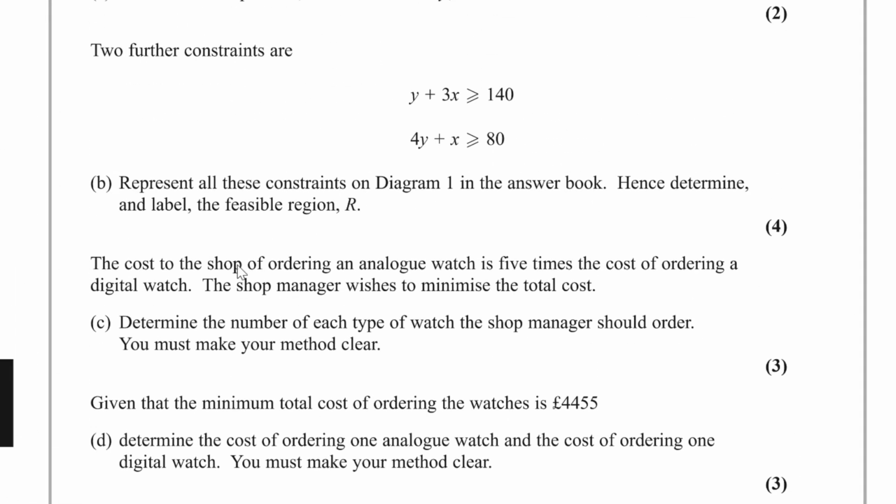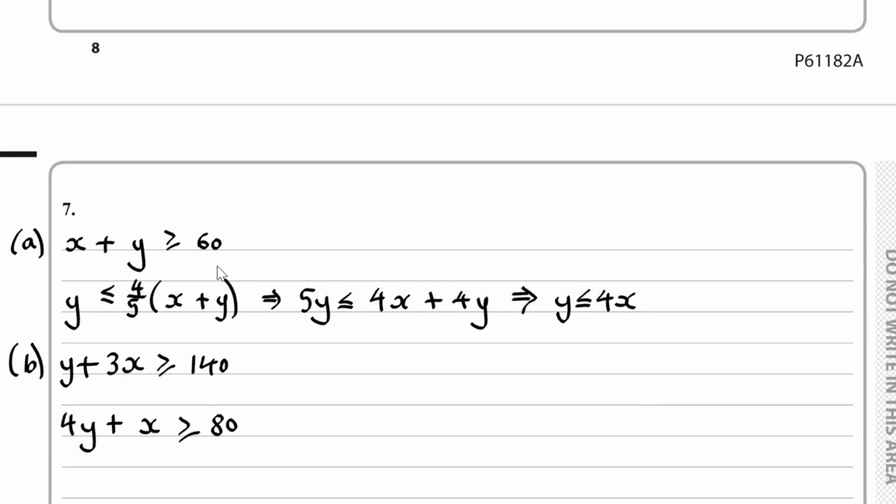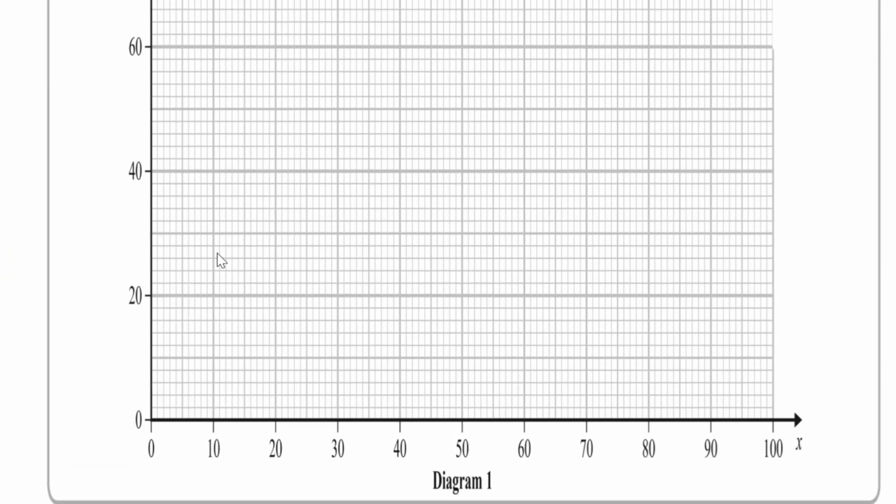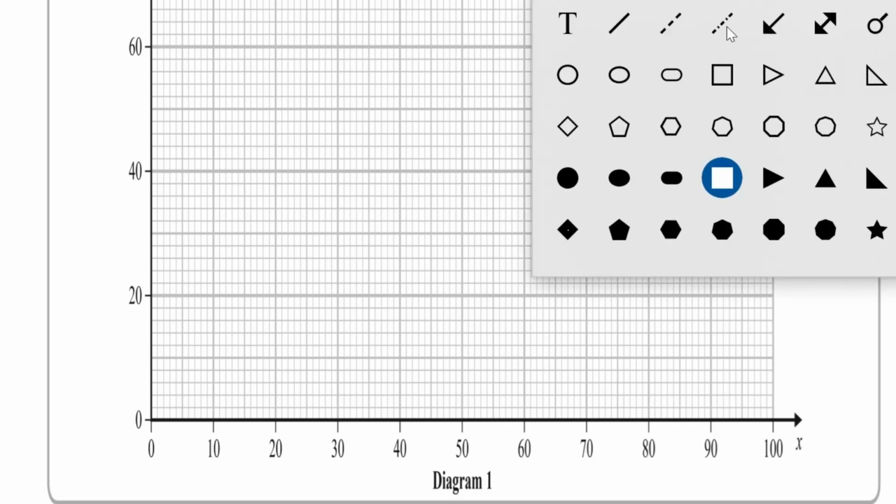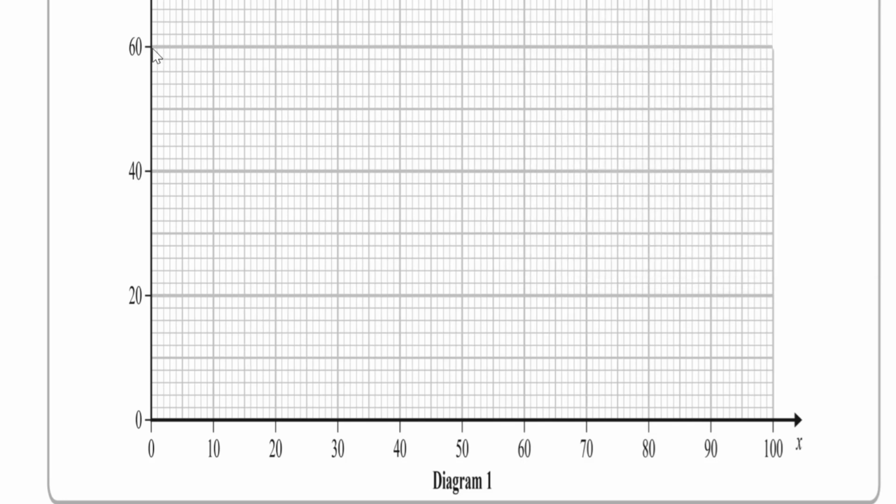Okay, so with that we have to represent all these constraints on diagram 1 in the answer book, and then hence determine and label the feasible region R. Okay, well, x plus y being greater or equal to 60, we'll show that in red. So if we show that, let's get a straight line. We've got this point joining to this point. So this over here is, if we label this, x plus y equaling 60.